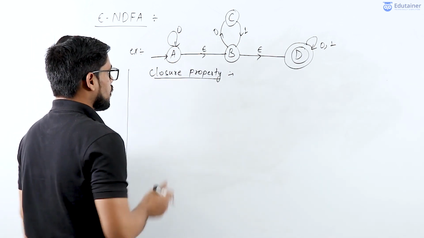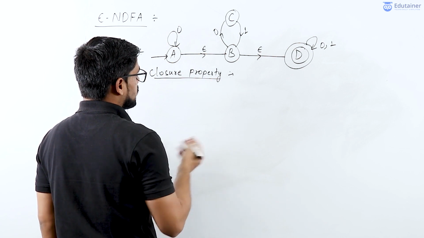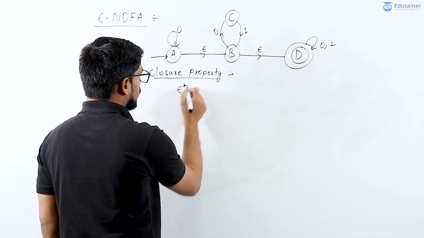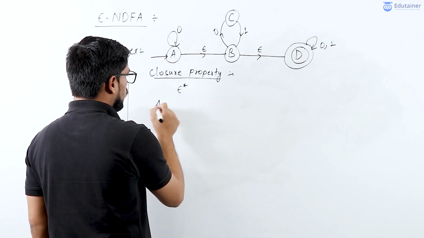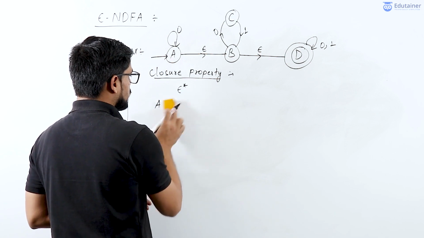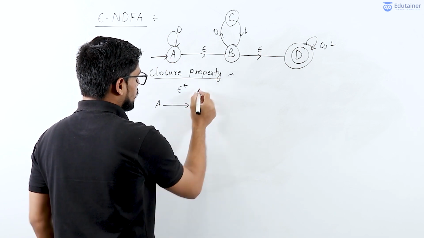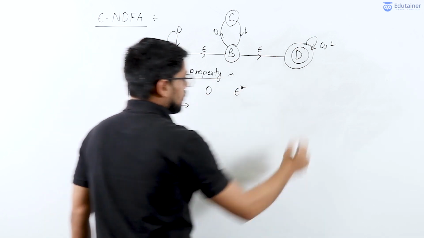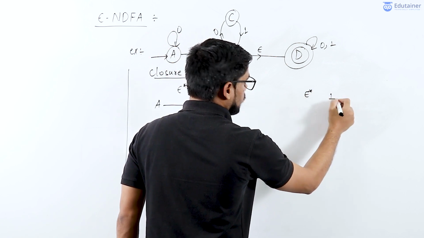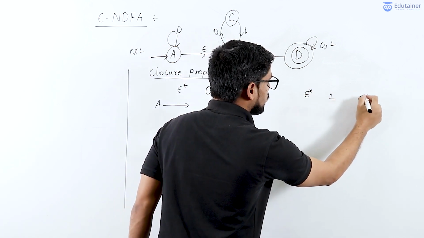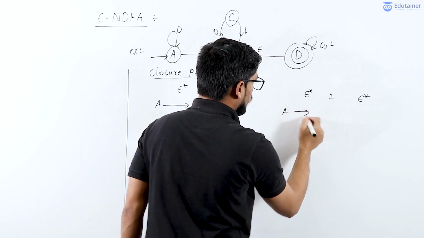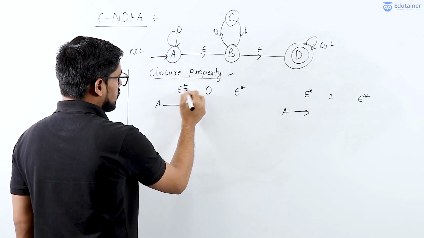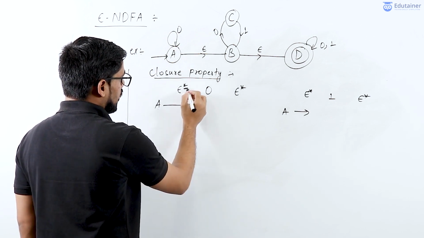So how can I convert this epsilon NDFA into the NDFA? For this, closure properties are used. For every state I will use this pattern: epsilon star, 0, epsilon star, 1, epsilon star. For every state, epsilon star means taking the closure.